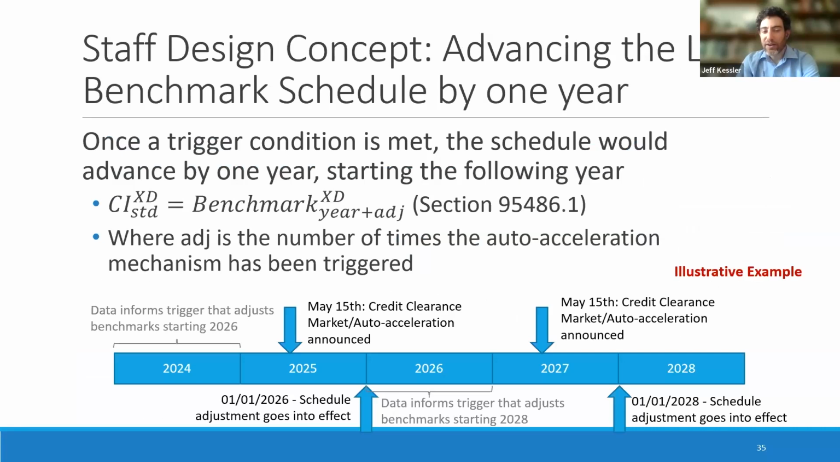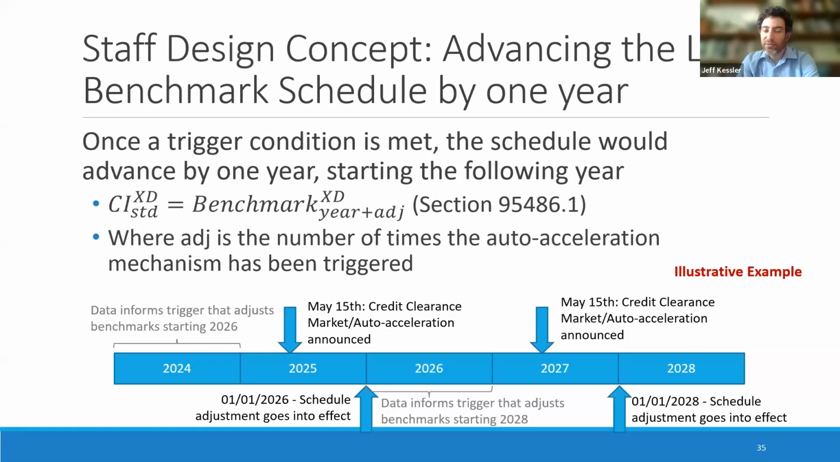Consistent with the past slide, staff is proposing a simple to understand concept for changing the CI targets for the proposed auto acceleration concepts. This concept is to shift the benchmark schedule up by 1 year in the event that a trigger occurs. The slide also shows an illustrative example, which is different from the example on the last slide. For this example, a trigger event is announced in 2025 on May 15th. The CI schedule would then be adjusted for the 2026 year.